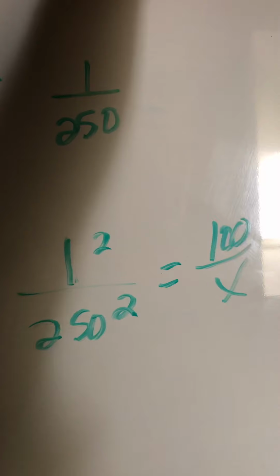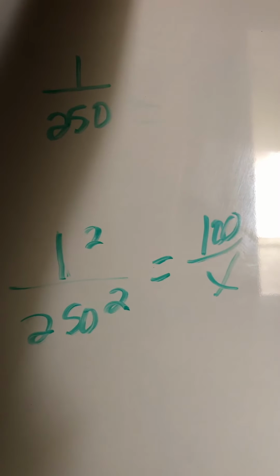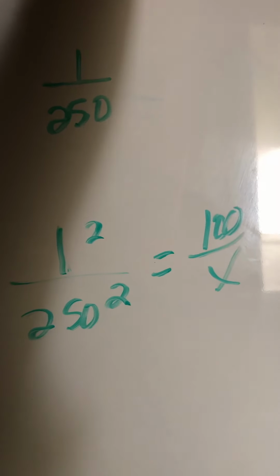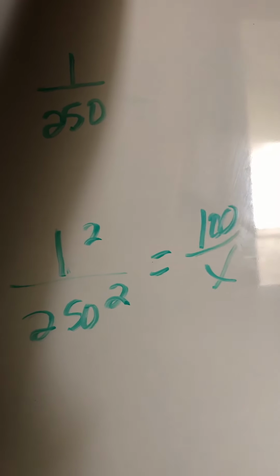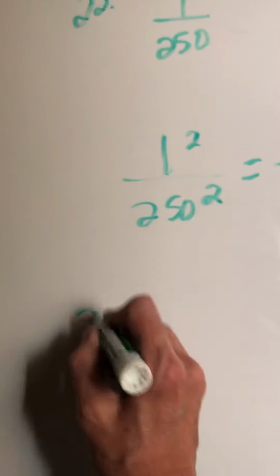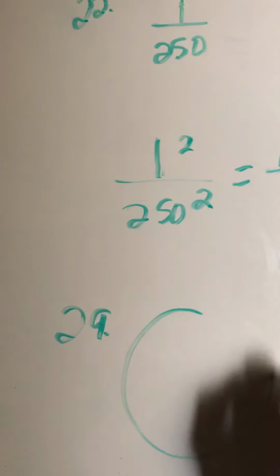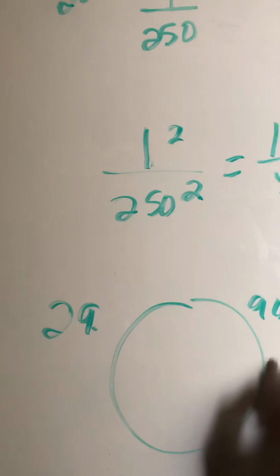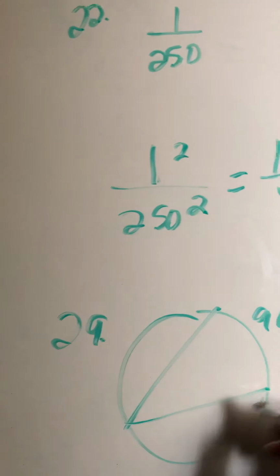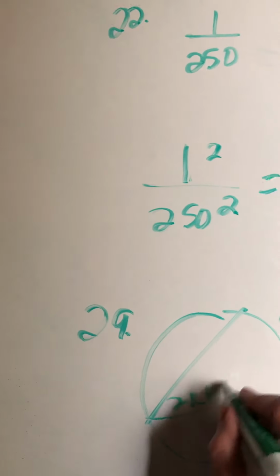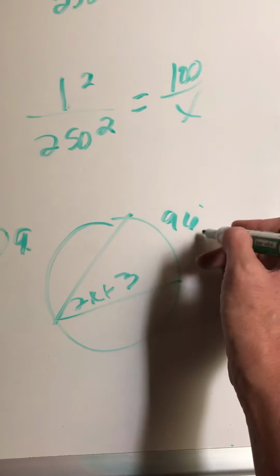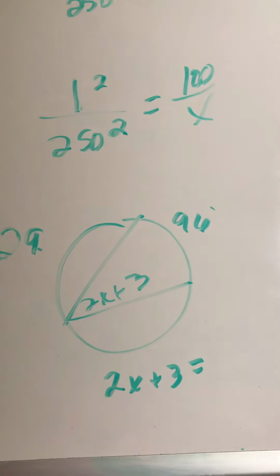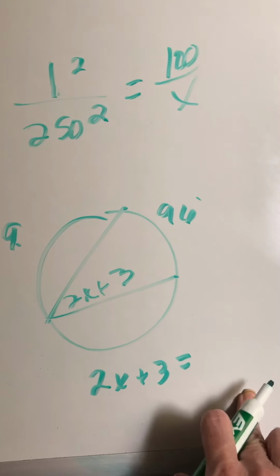28, you're just setting up equal stuff. That's not a big deal. They're similar, so set up a proportion. 29, remember on an inscribed angle: we're given an arc that measures 96, and the measure of its inscribed angle is 2x plus 3. That 2x plus 3 equals half of 96. So set 2x plus 3 equal to half of 96 and find x.